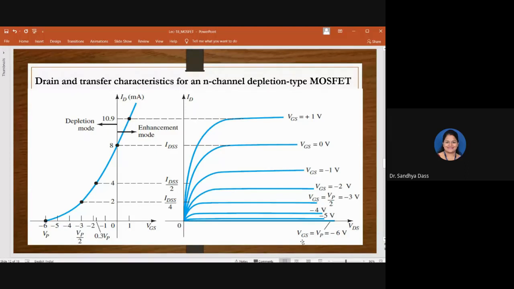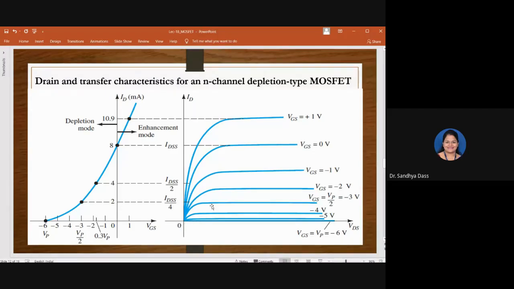So if VGS reaches a level where pinch off is achieved earlier, for lower values of VDS itself, then there is no drain current at all. So that we call the cutoff condition. When VGS is equal to VP, there is no drain current. All right. So observe that the VGS value should be more negative. That is when you say VGS equal to VP, there is 0 drain current.